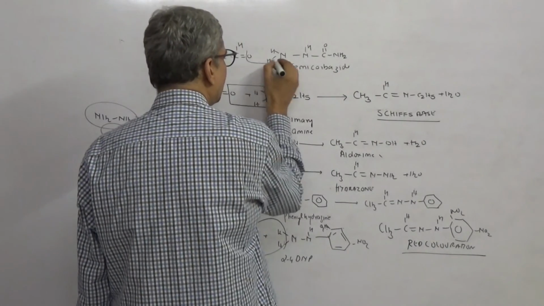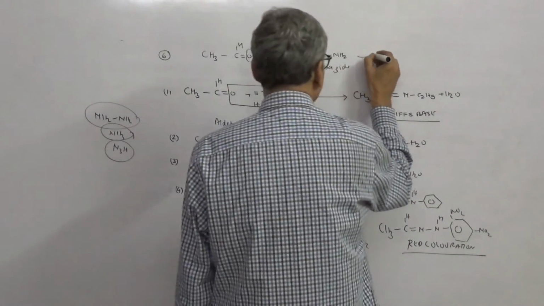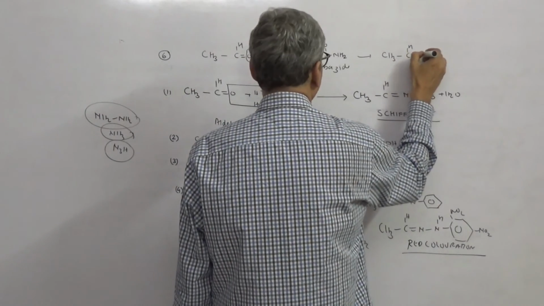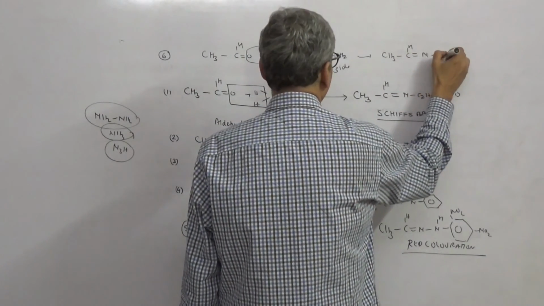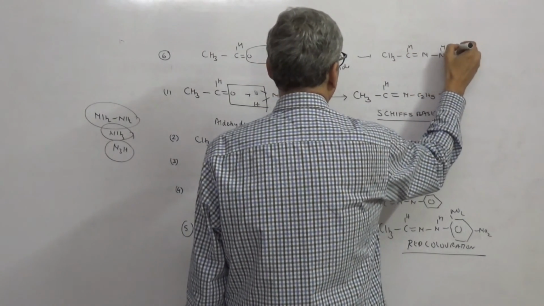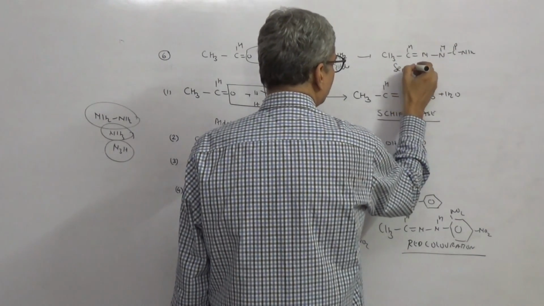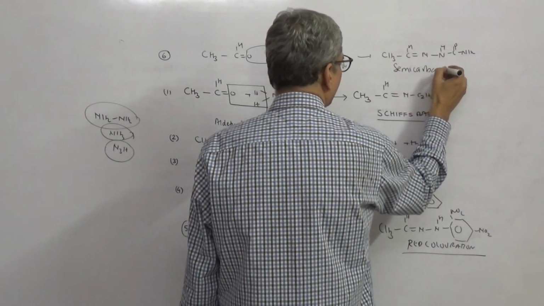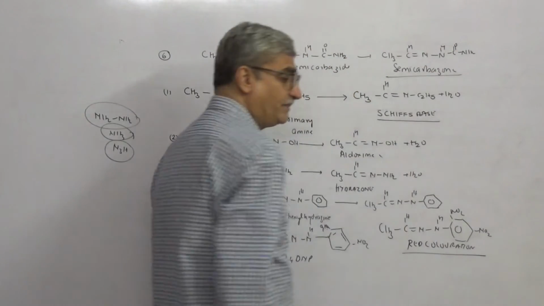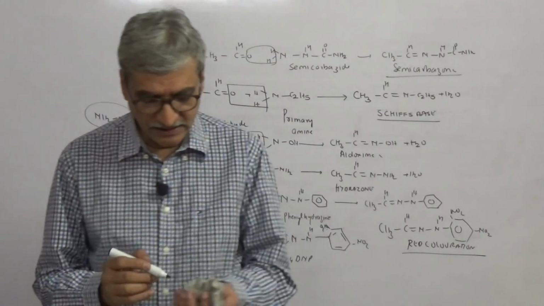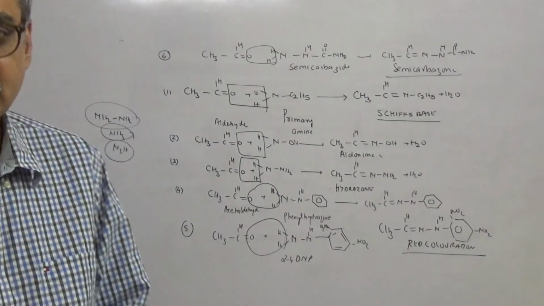Now this reacts, and what does it form? It forms CH double bond N NH CONH2. So this is a semicarbazone. Again, this will be a very fast, quick method for identifying because it's got a color. So these are the condensation reactions. Is this point clear?